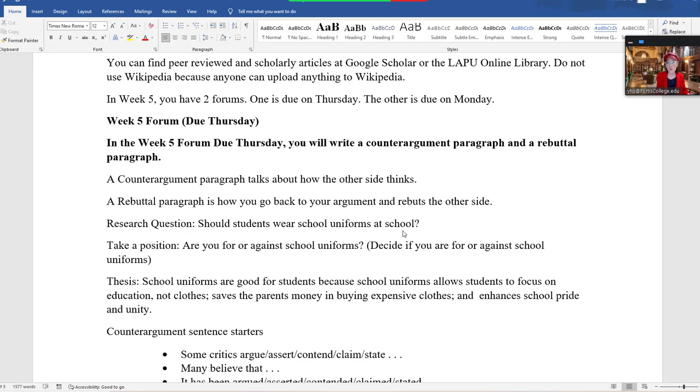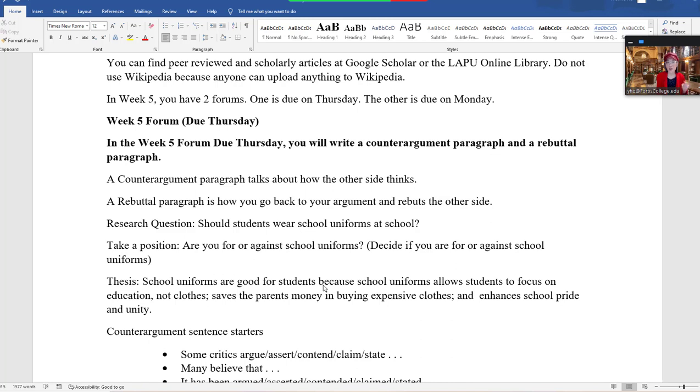And then you're going to take a position. So are you for or against school uniforms at school? You have to decide which side you are on. Then in your thesis statement, you take a position and write down exactly what side you're on and what reasons you are for that side. Because when we write an argumentative essay, just like with a persuasive essay, we want to convince the reader of our point of view.